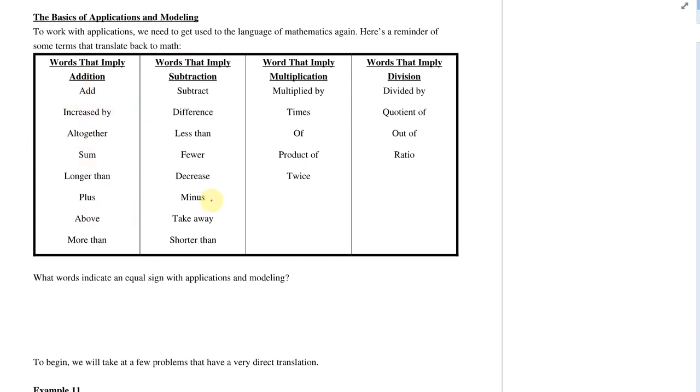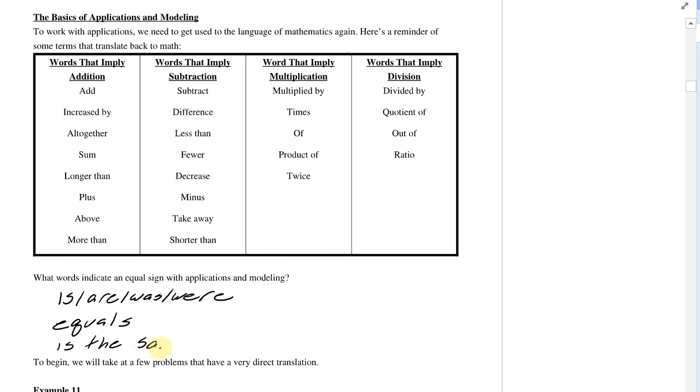So this was the list that we talked about, and I have it listed out here for your reference. Now we need to add some new words to make equations. The question here is, what words indicate an equal sign with applications or modeling? Well, the words that indicate we want to use an equal sign will be things like is, or are, or was, or were. Also, of course, if the word equals is used, or if it's something like is the same as.